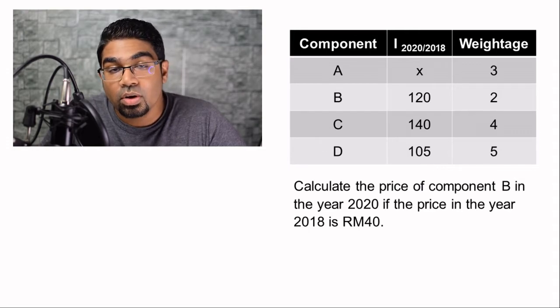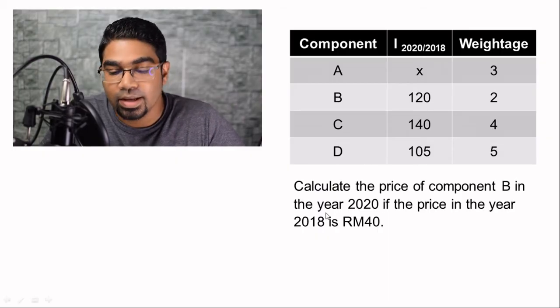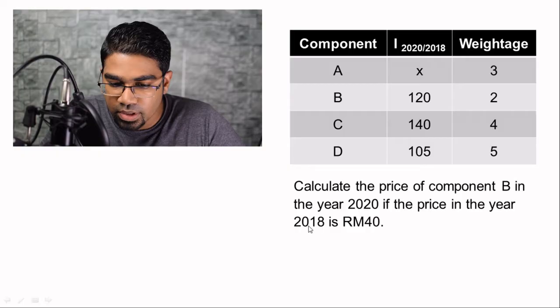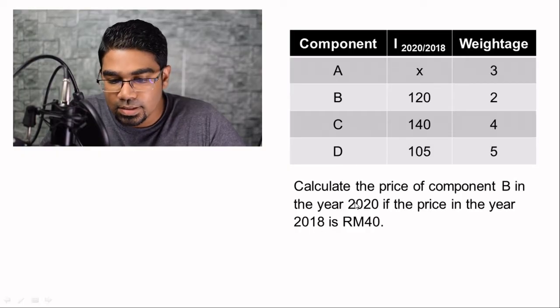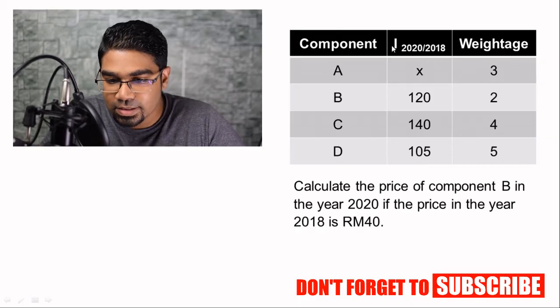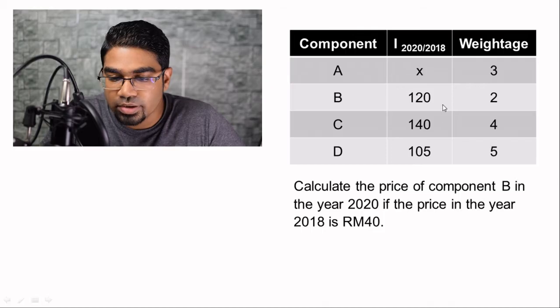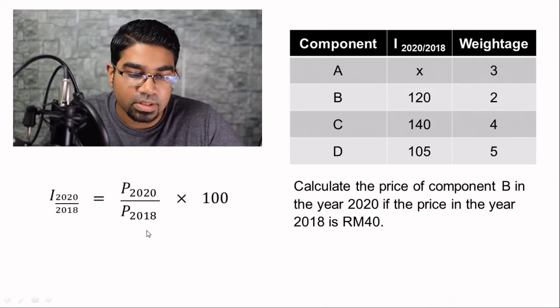The first thing we look for is the 2 years involved. So we have 2020 and 2018, and we have the price of component B in 2018. Since these 2 years are involved, we can use this index. This index is for the year 2020 based on 2018. The value of the index is 120. Now we just have to substitute inside the formula.